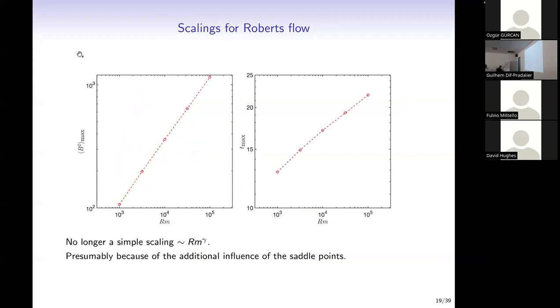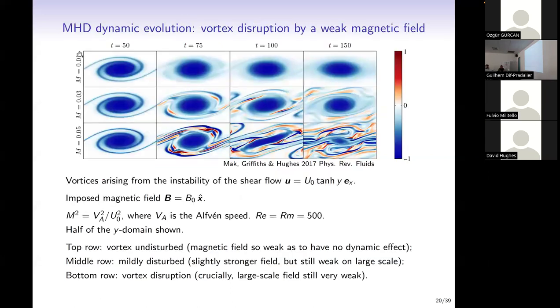Okay, because this is the scaling, and as drawn, it looks as if they're straight lines, but they're not. This is not a straight line. This is curving, and so there is no simple scaling like Rm to the gamma when we've got stagnation points in the flow as well. So that's a bit of an aside. Right, so much for kinematics.